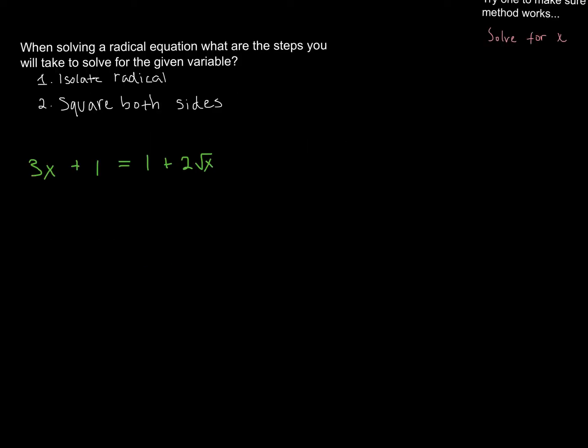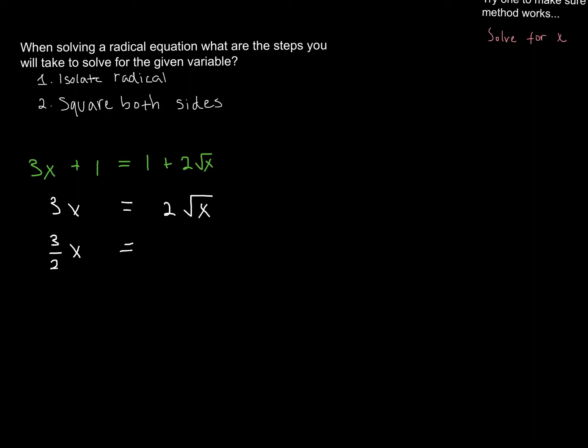All right, so we want to isolate the radical. So what we're going to do is subtract 1 from both sides. It's going to leave us with 3x equals 2 times the square root of x. And then we can continue isolating the radical by dividing by 2 on both sides. So I'll have 3/2 x, right, 3 divided by 2, or 3x divided by 2.